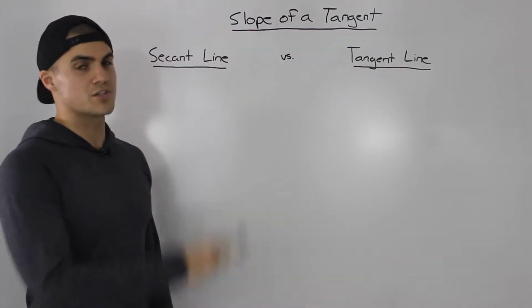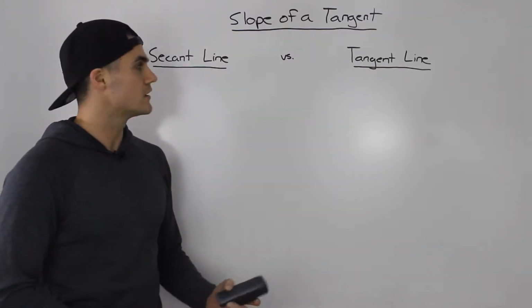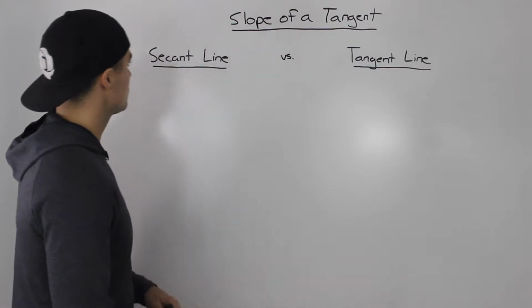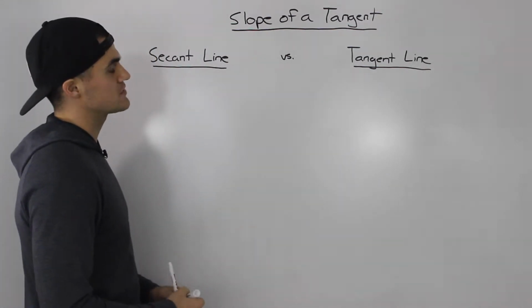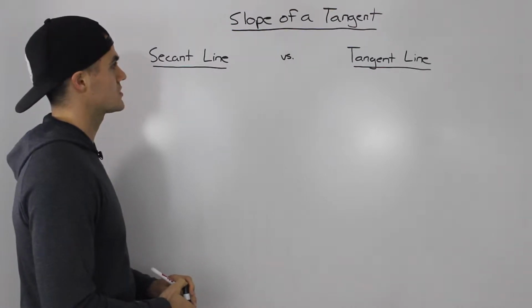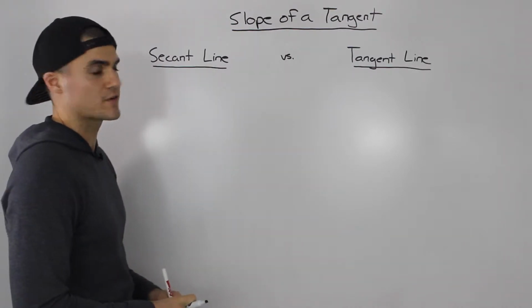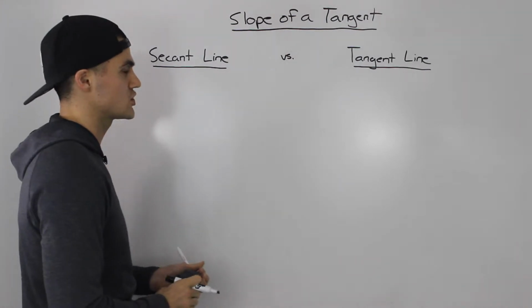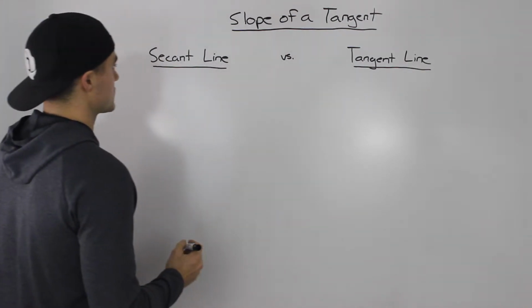Okay, so now we're going to be talking about the slope of a tangent. And let's review two types of lines that we'll be dealing with in this course. It's a bit of a review from advanced functions, a secant line versus a tangent line. So let's go over some differences.